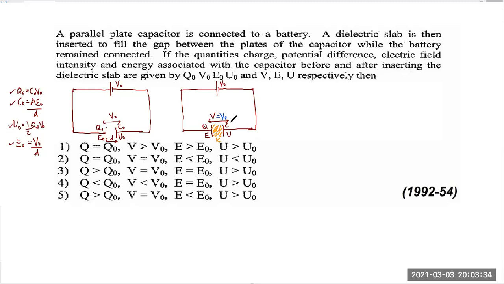So the voltage across the capacitor will be V naught. Okay, now I said something extra. Don't think too much about it. You will understand it once we study electricity. For the time being, we can finalize one thing, that is the voltage is not going to change. It's the same because it's the same battery. Let's move on to the other parts.